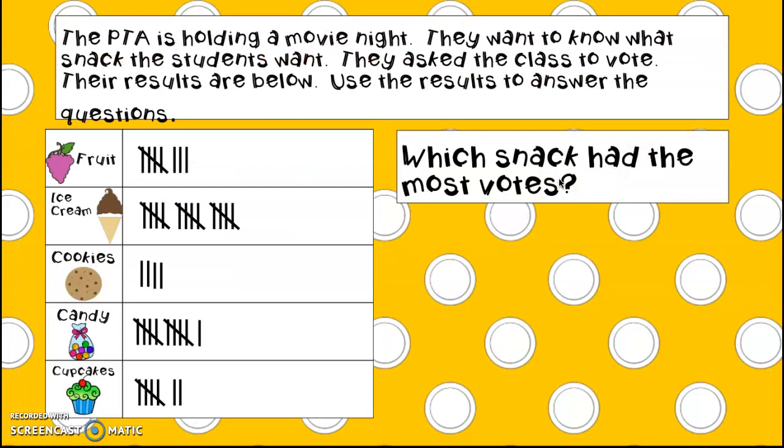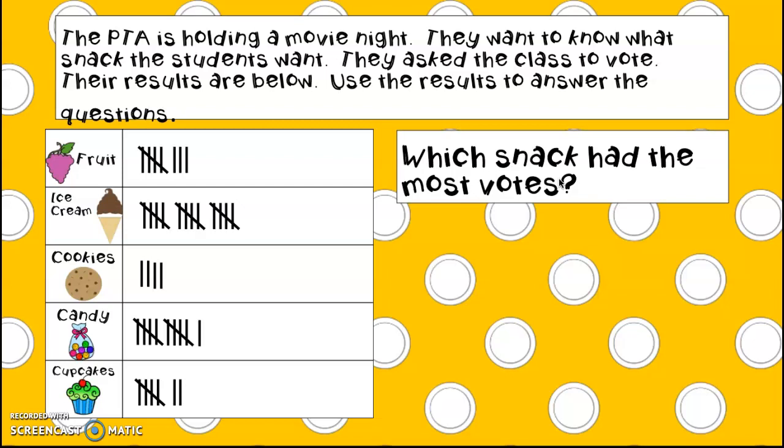Okay, now we're looking at another graph. We're looking at a tally chart. The PTA is holding a movie night. They want to know what snack the students want. They ask the class to vote. Their results are below. Use the results to answer the question. Which snacks had the most votes?